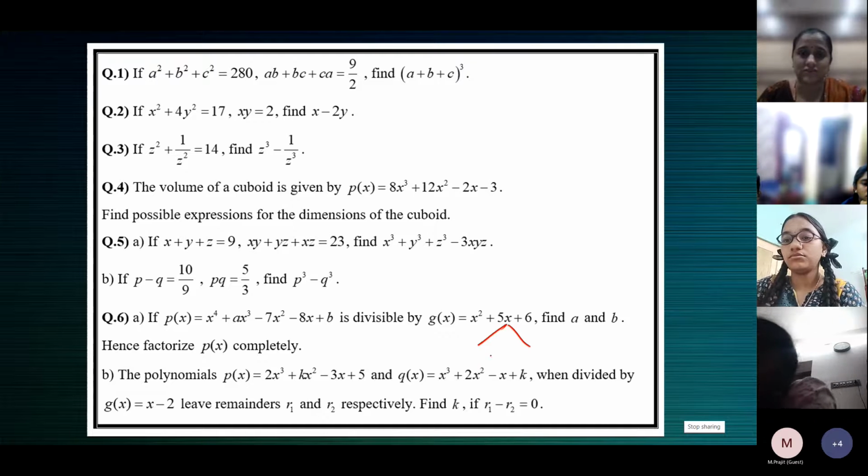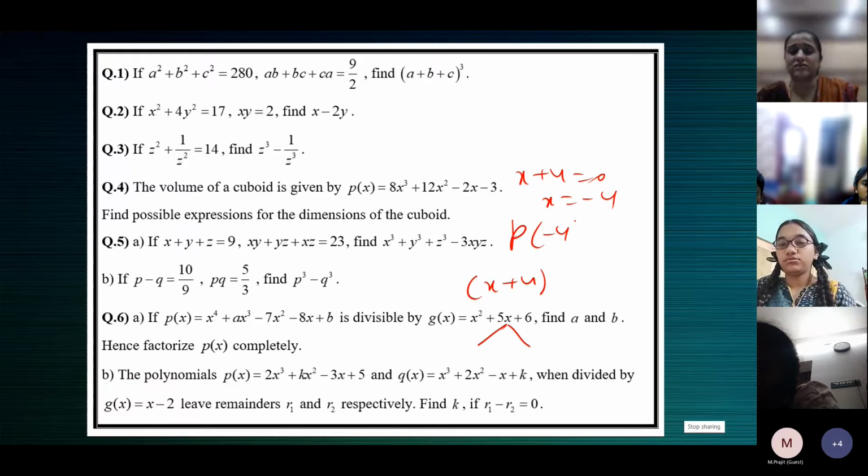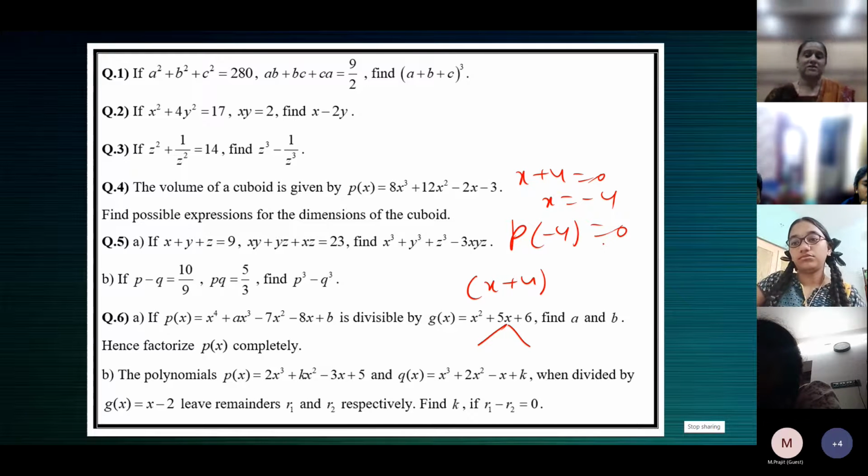Now you have two linear factors. Now, if x plus 4 is a factor, x plus 4 is equal to 0, x is equal to minus 4. So that means p of minus 4 is equal to 0, because it is a factor. P of minus 4 is equal to 0 is one condition. If you get a condition, it's easy. You can work with that condition and get an equation.